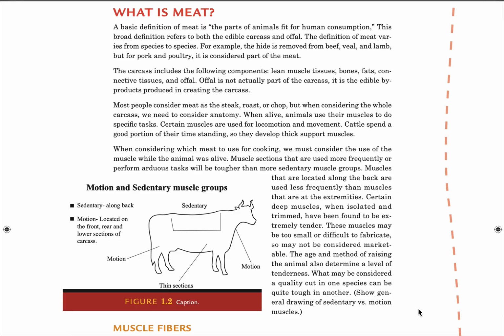Most people consider meat as the steak, roast, or chop, but when considering the whole carcass, we need to consider anatomy. When alive, animals use their muscles to do specific tasks. Certain muscles are used for locomotion and movement, and cattle spend a good portion of their time standing, so they develop thick support muscles. When considering which meat to use for cooking, we must consider the use of the muscle while the animal was alive.